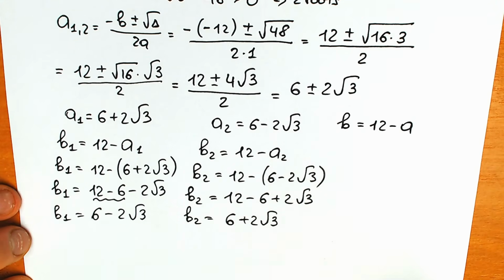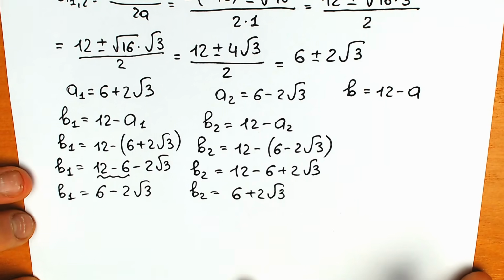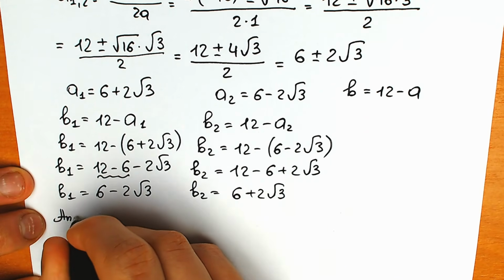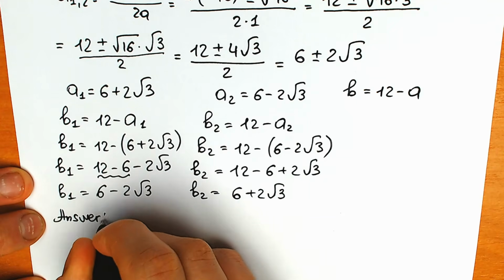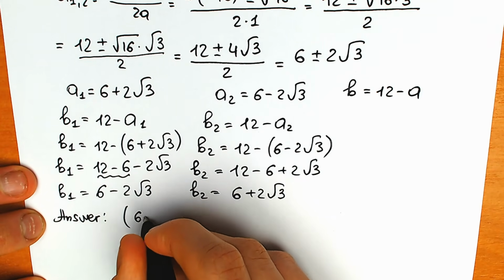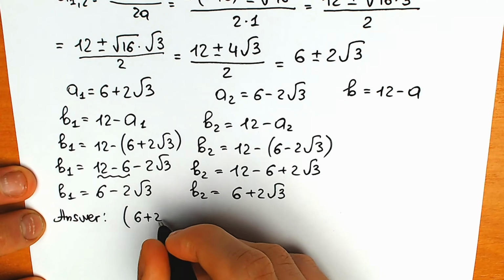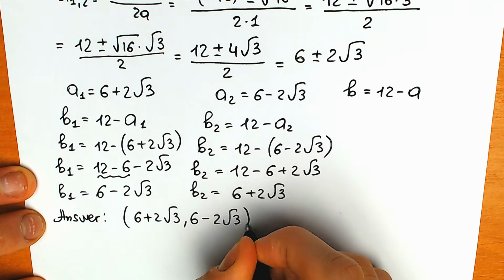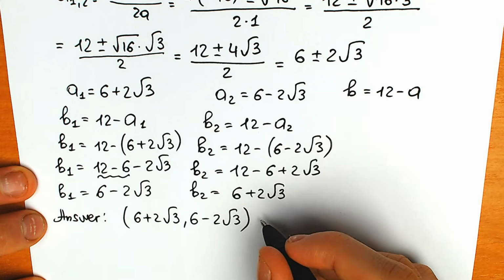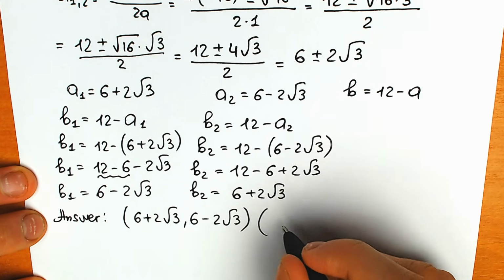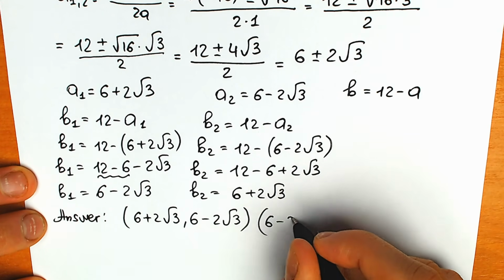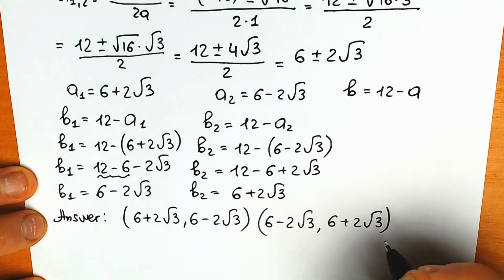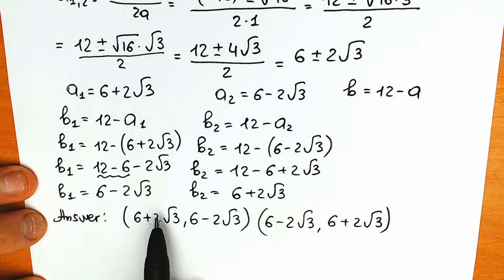So we have two absolutely symmetrical pairs. Here we have a first, b first. So let's write it as an answer, and then I'm going to check it real quick. So we have our answer. 6 plus 2 square root of 3, this is our first root, and 6 minus 2 square root of 3, this is our second pair. And right here we have 6 minus 2 square root of 3 and 6 plus 2 square root of 3. So we have two pairs, first pair and a second pair.